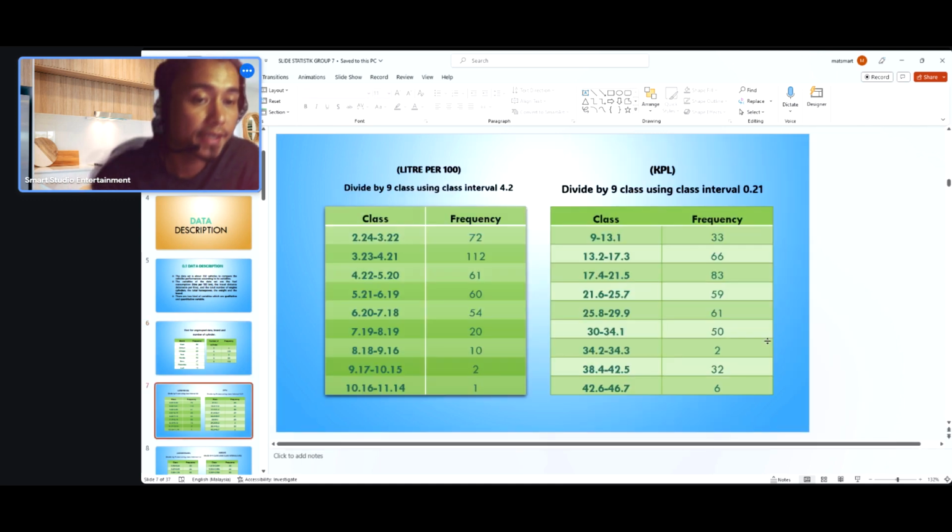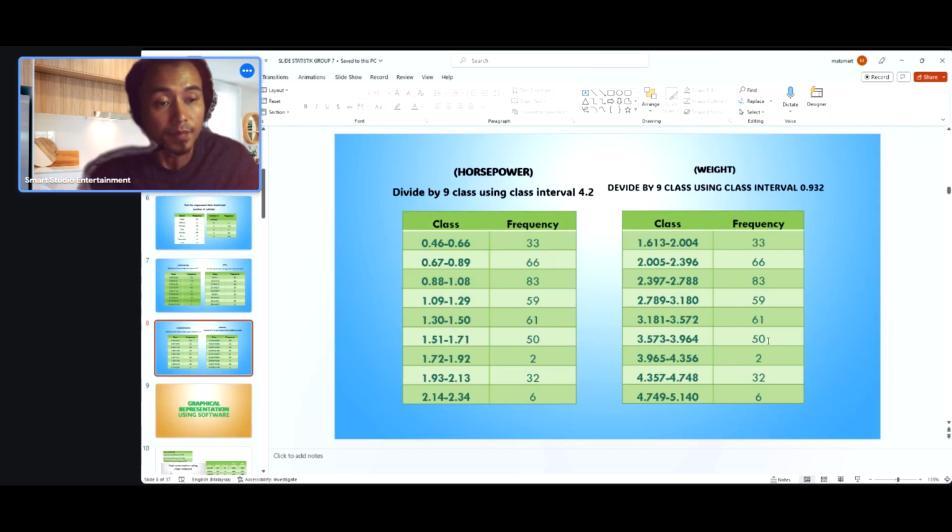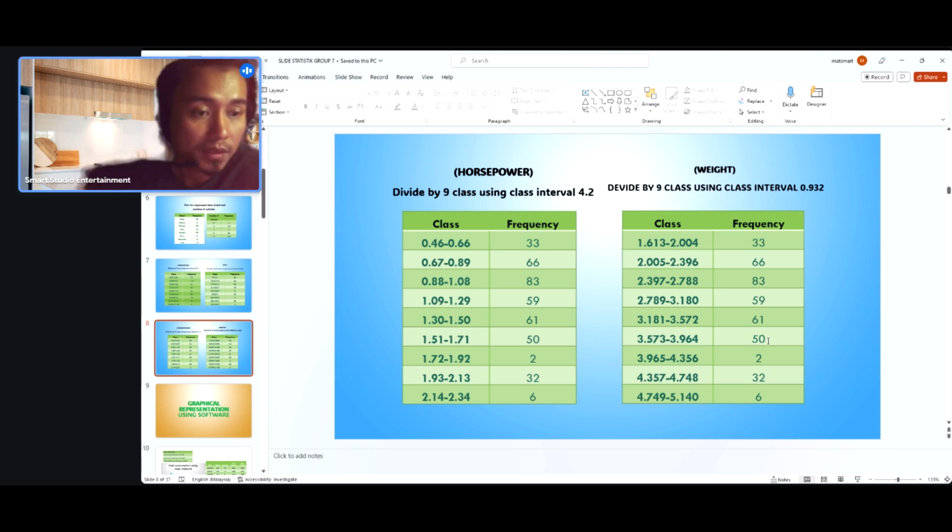Okay, this is liters per 100 kilometers, divided into 9 classes using class interval 4.2. The next table is KPL divided into 9 classes using class interval 0.21. So you look at that. The next table, horsepower, is divided into 9 classes using class interval 4.2. And the next table is weights, divided into 9 classes using class interval 0.932.